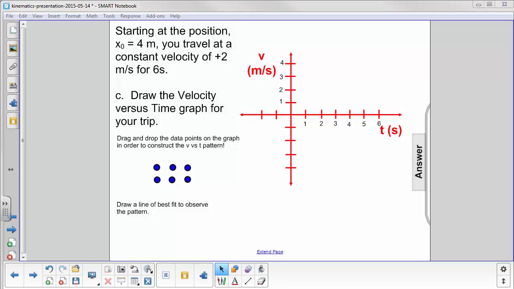Now let's work on a velocity versus time graph. And in this case, we're starting in a position of 4 meters, and we travel at a constant velocity of 2 meters per second for 6 seconds. So let's draw the velocity versus time graph for that.